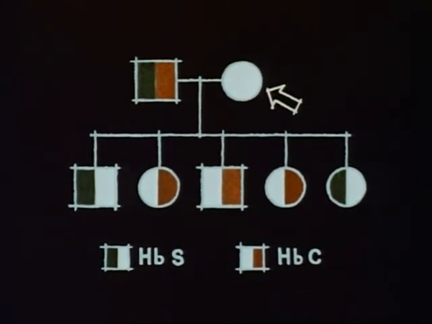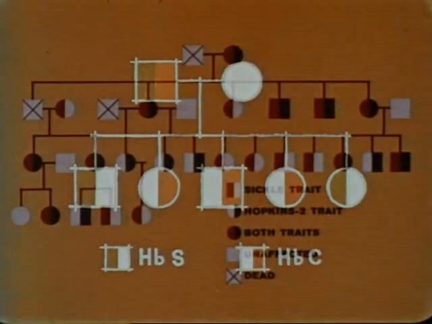In such families, it has been found that all children inherit either hemoglobin S or hemoglobin C. But to date, no child has inherited both, and none has inherited neither. Hemoglobin S and hemoglobin C are segregating traits. Their genes are, by this criterion, allelic.